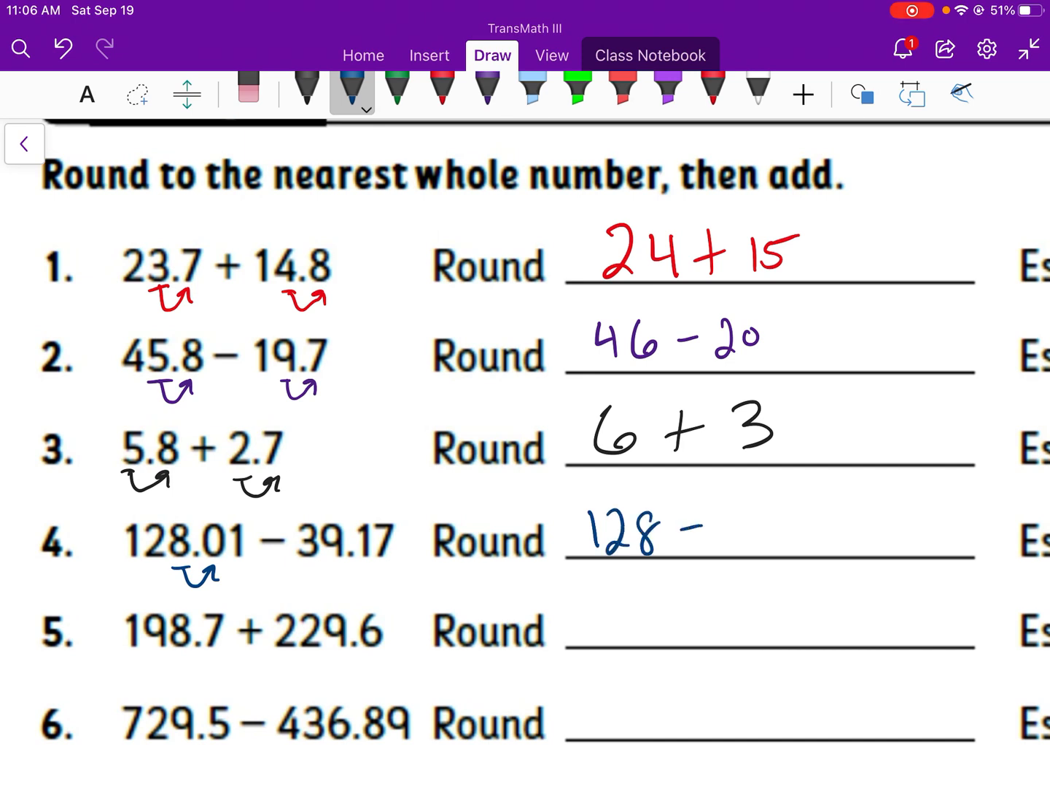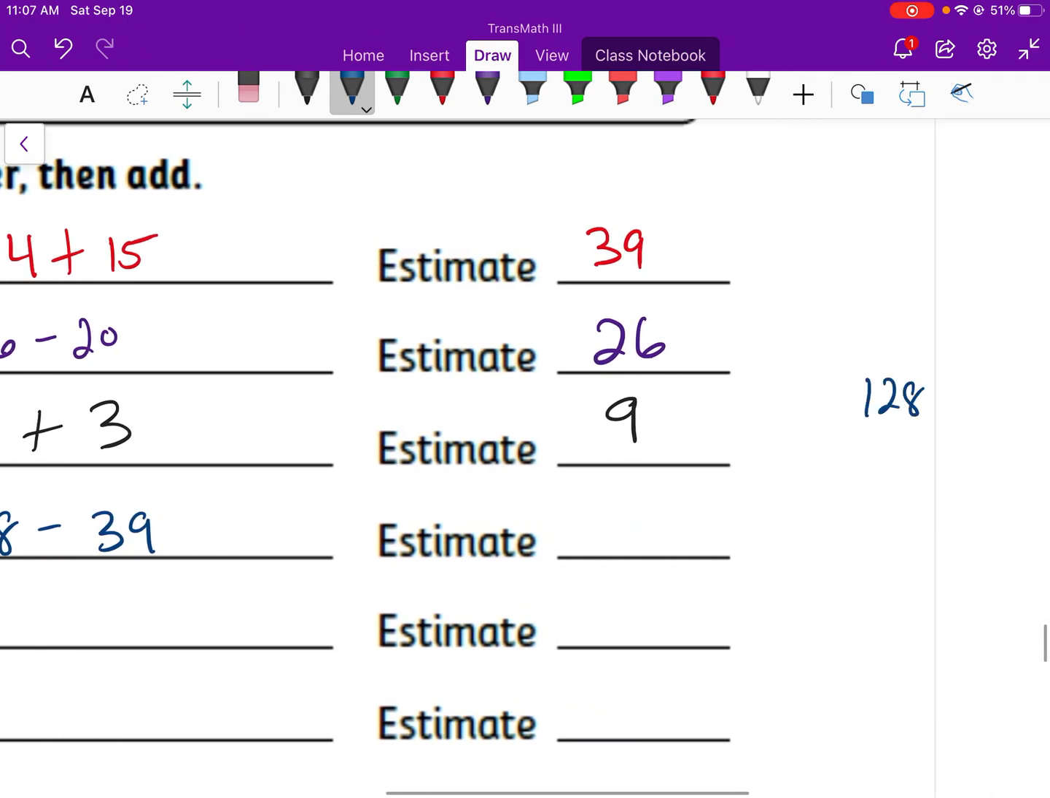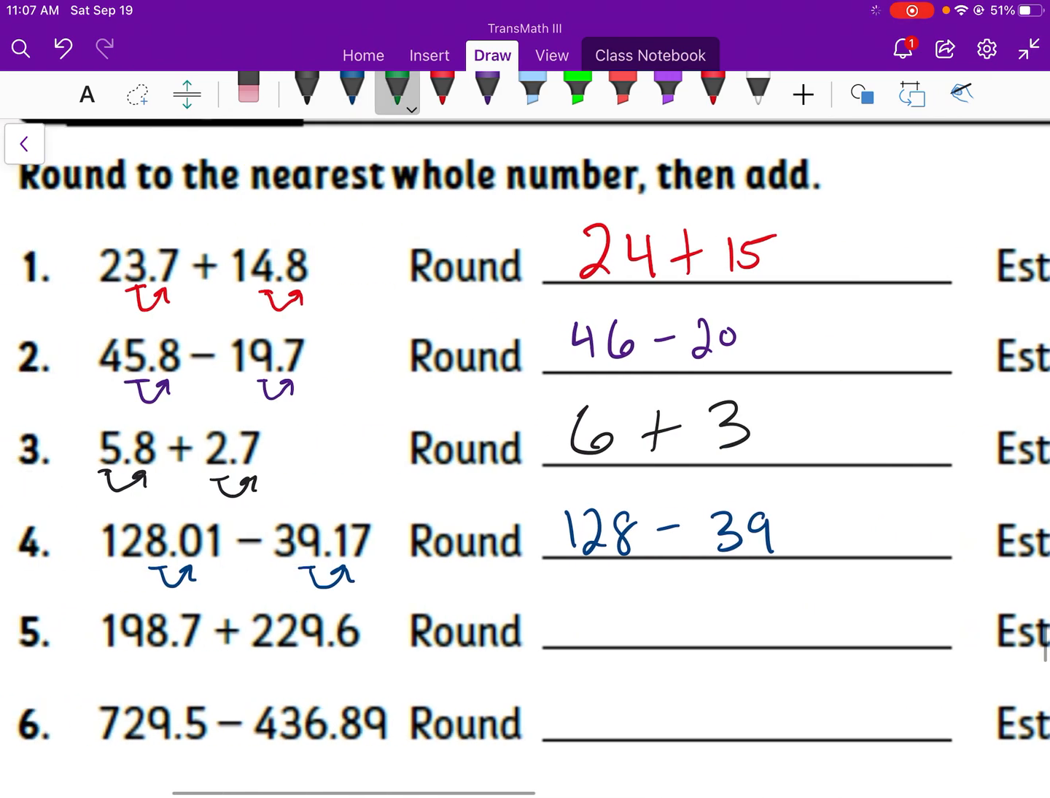That's going to round to 128 minus 39. Okay, so 128 minus 39. I'm assuming some of us will need to actually write this out. That's okay. Okay, 9. 11 minus 3, we're going to get 8. So 89 is going to be our estimate.